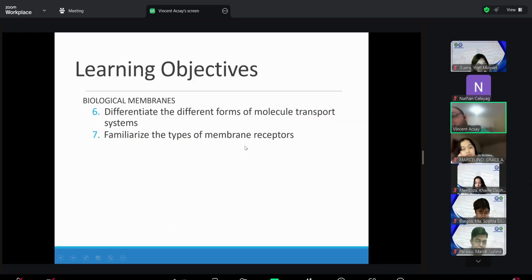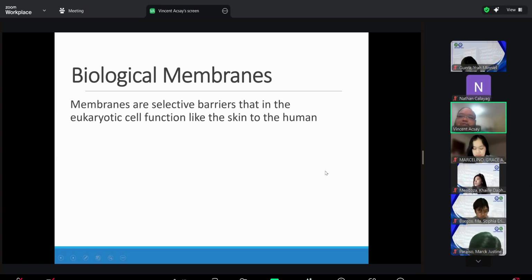Then we should be able to differentiate the different forms of molecular transport systems and then familiarize with the types of membrane receptors. We won't go too deep on the membrane receptor types. I would let physiology do that for me. Okay. So first and foremost, we're talking about biological membranes.